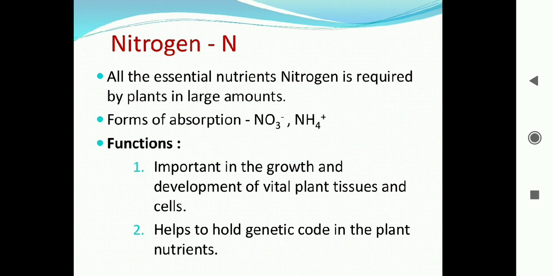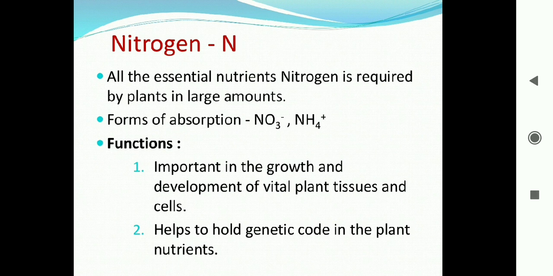As we know, if nitrogen is in large quantity or in proper supply from the initial growth of the plant, that is what we call vegetative growth, the plant grows properly as nitrogen is supplied in proper quantity. Then it helps to hold genetic code in the plant nutrients.